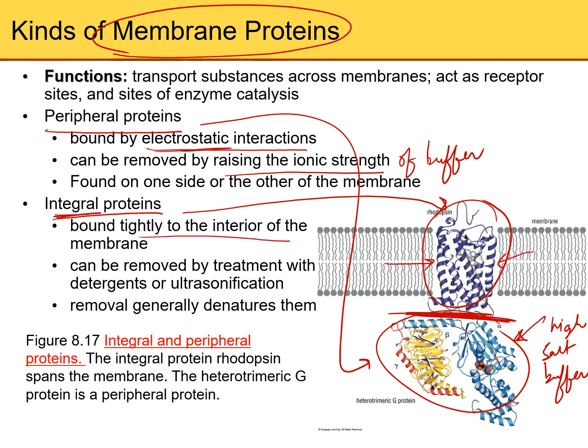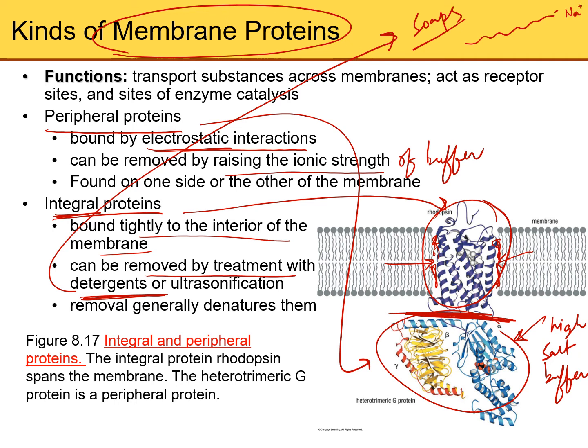They're tightly bound in the interior of the membrane, and these are hydrophobic parts interacting with lipids. So they can only be removed by treatment with detergents, right? We didn't talk much about detergents. Actually, we did. These are soaps. Soaps are a fatty acid that has a negative charge, the sodium salt of a fatty acid, right?